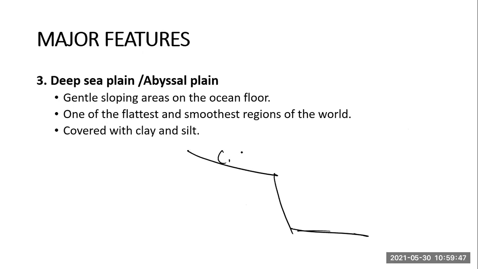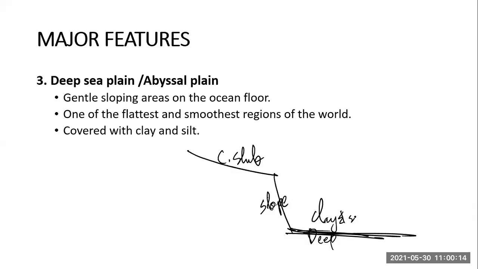We have discussed the continental shelf region, we have discussed the continental slope region, and after that we enter the deep sea plain. These are extremely gentle sloping areas on the ocean floor, one of the flattest and smoothest regions of the world. This region is covered in a large amount of clay and silt particles. Clay particles, silt particles, different kinds of particles dominate the deep sea plain. So the gentle sloping areas on the ocean floor are what we call a deep sea plain.